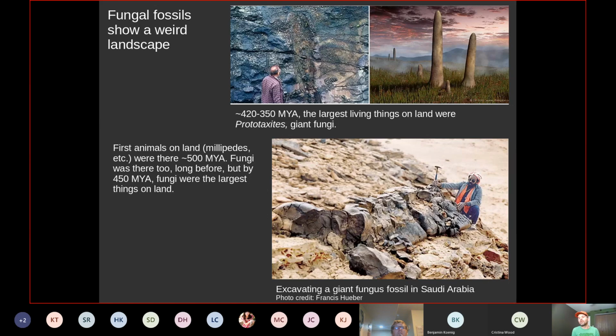Okay, but for a while they were the dominant organisms on land in terms of size. Okay, why might that have been the case?